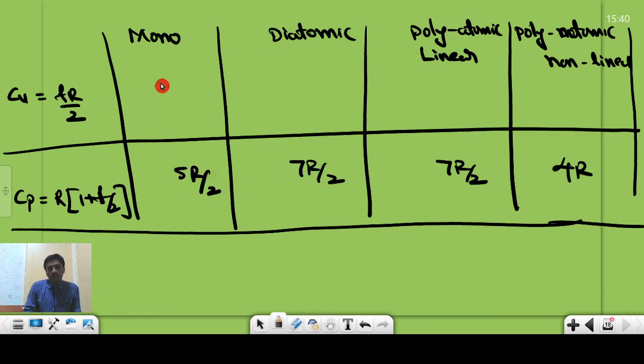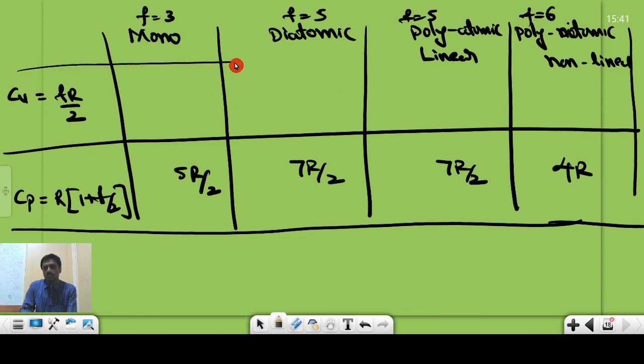Now I am giving you homework. Fill in the values of the monoatomic gas with the help of this. Here I am substituting the degree of freedom F equal to 3, F equal to 5, F equal to 5, F equal to 6. Now just use this formula and fill in the Cv values also. You can easily remember the Cp and Cv values in terms of degree of freedom and the ideal gas constant R value.